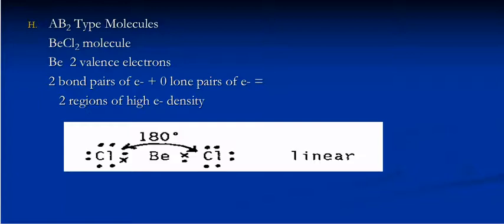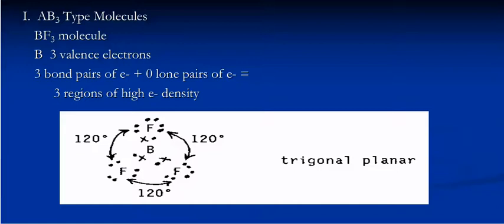First type of molecule, AB2 type molecule. A stands for central atom, B stands for bonded atoms. So 1 central, 2 bonded. Example is BeCl2. You see from the Lewis structure that I've drawn, the bond angle is 180. It's a linear molecule. AB3 type, 1 central atom, 3 bonds. BF3 is an example. The bond angle between the bonds is 120 degrees. This is a trigonal planar geometry molecule. 3 regions of high electron density.